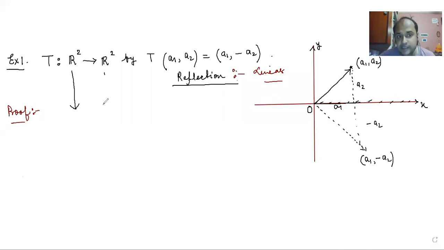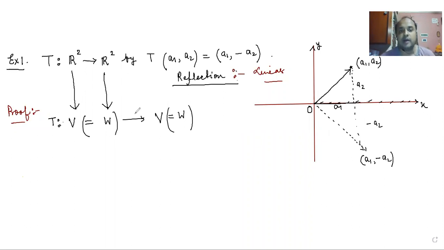So you see, two vector spaces have been considered over here. One is V and another is W, but here the two vector spaces are the same. V and W are the same. So actually I am defining a linear transformation from V to V, where V and W are the same, and that is equal to R2, the two-dimensional space.